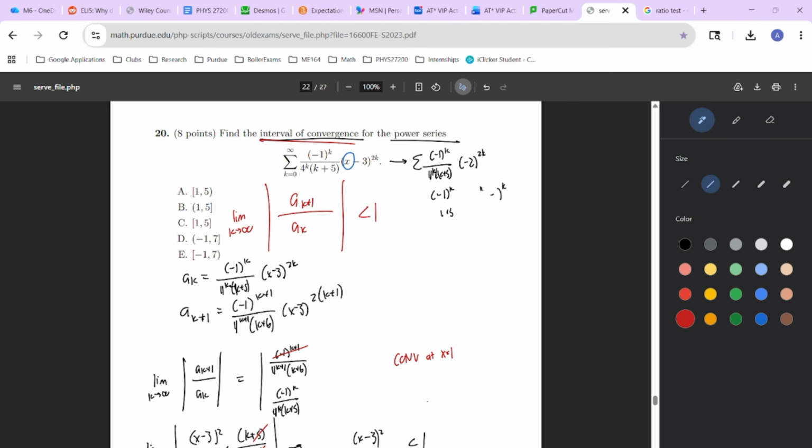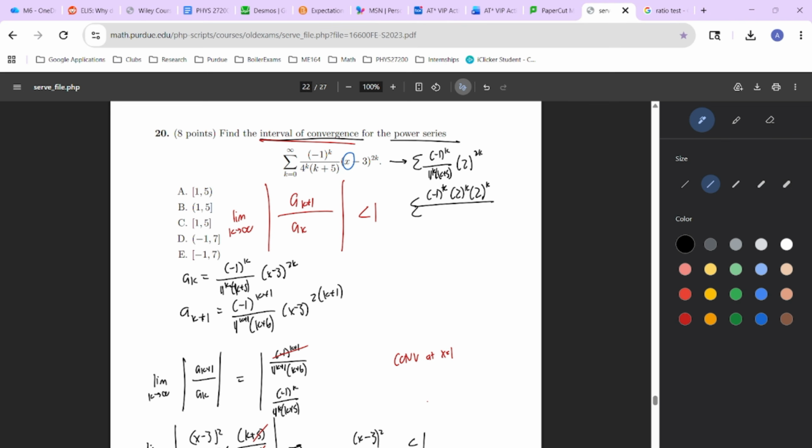And the way to do that is, again, just plugging in values at 5. This would become positive 2 to the 2k. Again, we can split this up. Negative 1 to the k multiplied by 2 to the k multiplied by 2 to the k.